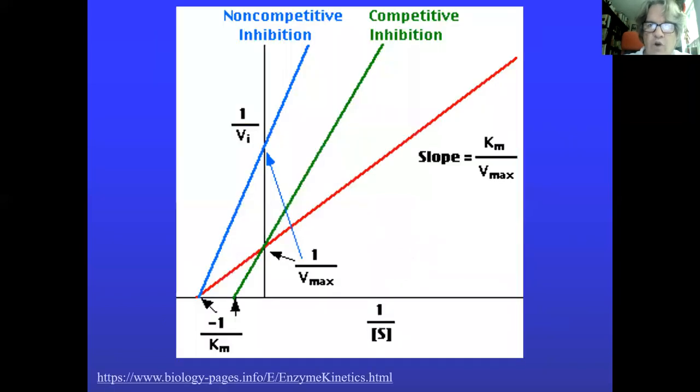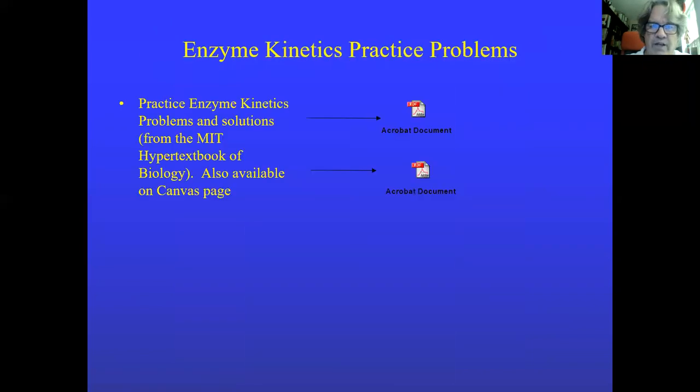Right? For now, I need you to use this information to help you solve the enzyme kinetics problems that have been assigned to you over the weekend. And I hope this is going to have helped you do that. Don't worry about this. We'll talk about that later. And if you are interested, there are some additional problems. The MIT Hypertextbook of Biology has some additional enzyme kinetics problems if you want to use them to do some practice. I think I posted them on the Canvas page. Right. Okay, that's it. So good luck, and let me know if you have any questions.